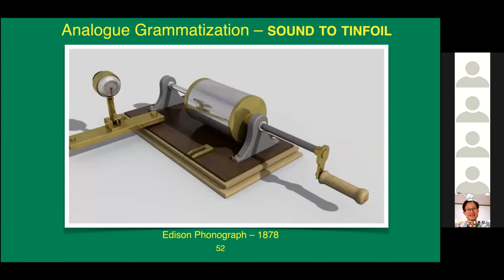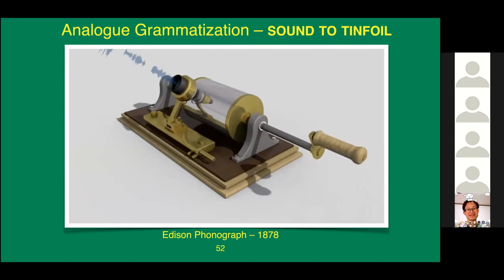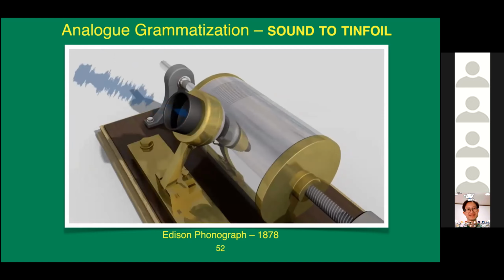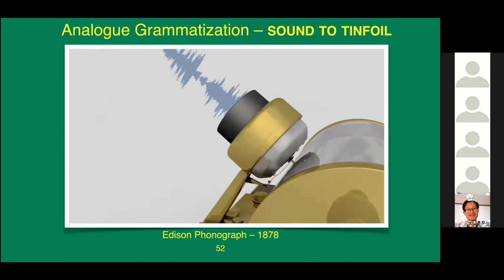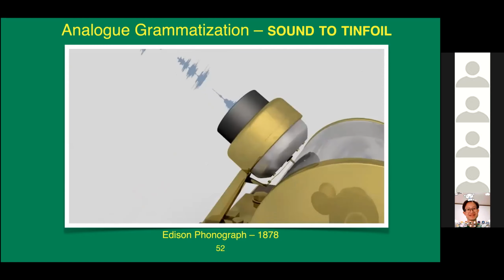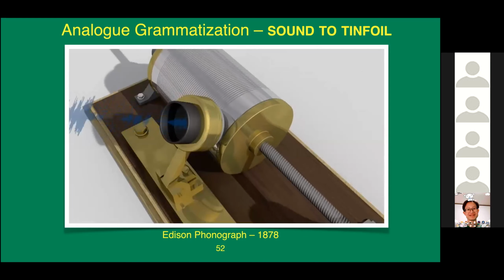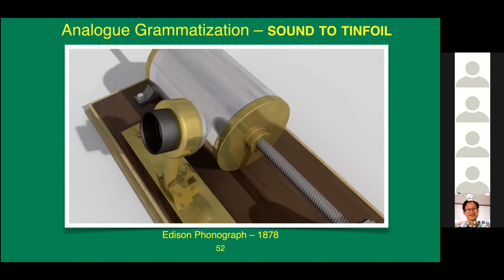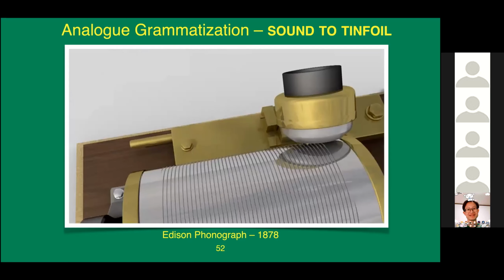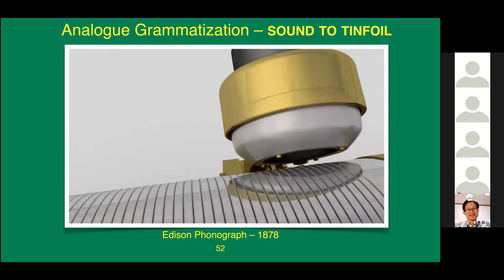Tinfoil is wrapped around a cylinder. Shouting into the horn causes the diaphragm to move the stylus. The cylinder is rotated at the same time, and this results in the stylus etching a groove into the tinfoil. Returning the cylinder to the starting point and rotating it again causes sound to be produced and amplified back through the horn.